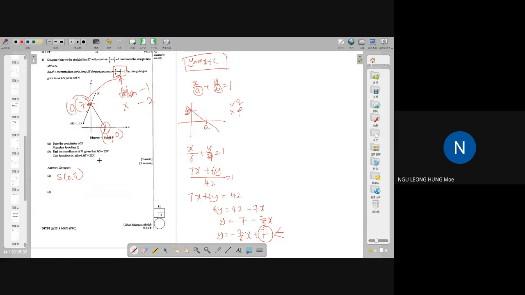And then find the coordinate of N given that MS is 2, or this one B, okay or not? If okay, then I'm not going to explain. If not okay, then only I explain. 11B, okay? All right, so any more questions?